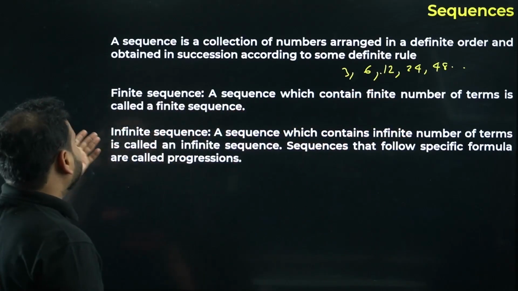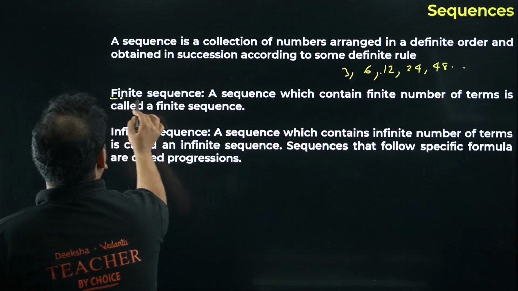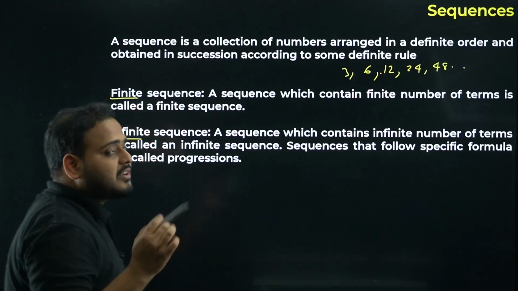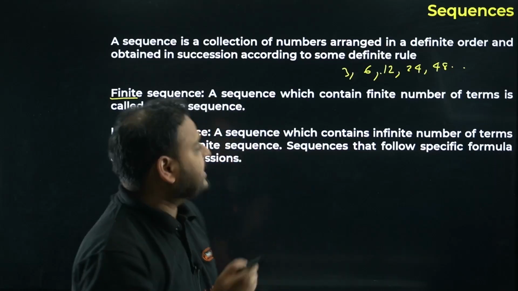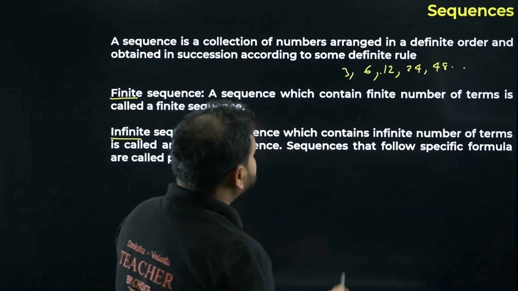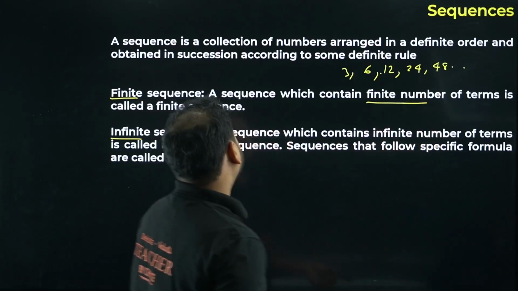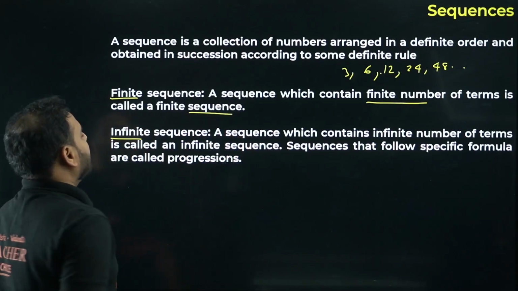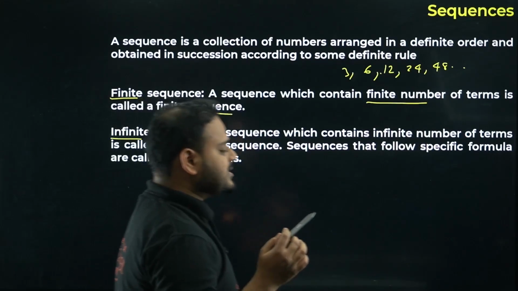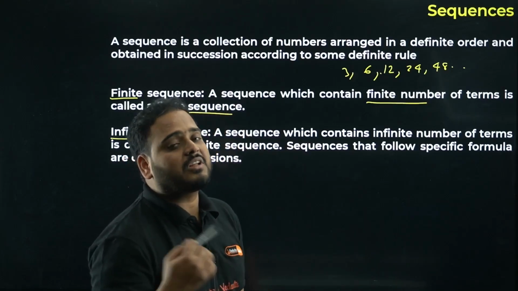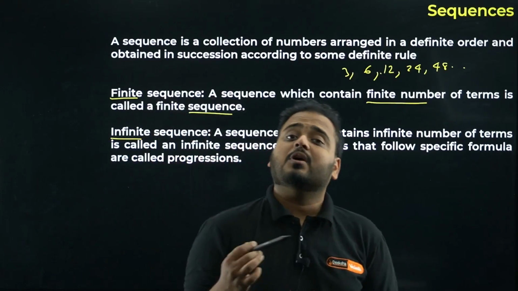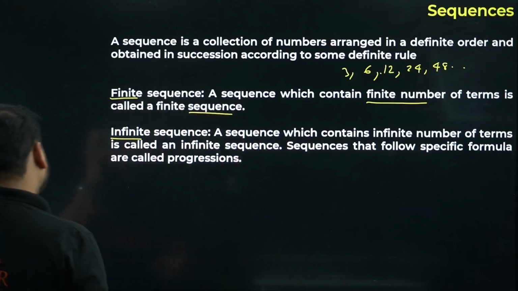Please check. We have two types of sequences, finite and infinite. Whenever the number of terms in the sequence is fixed, we call the sequence a finite sequence. Whenever we have infinite terms, which means we can't find the number of terms, it is undefined or not given to you, that type of sequence is called an infinite sequence.